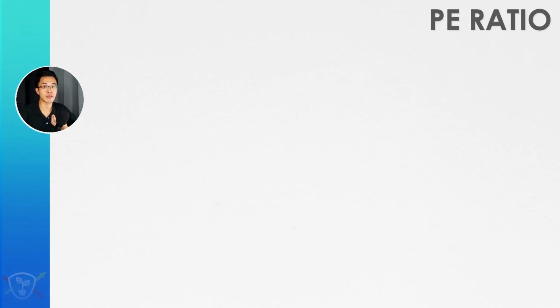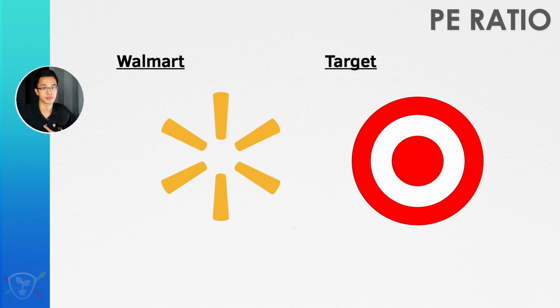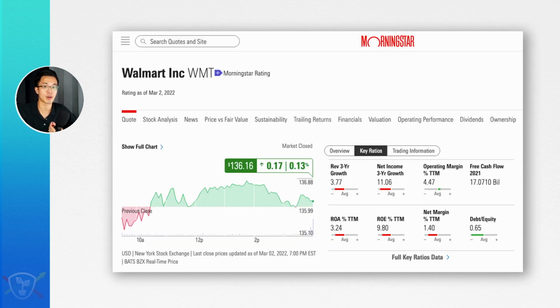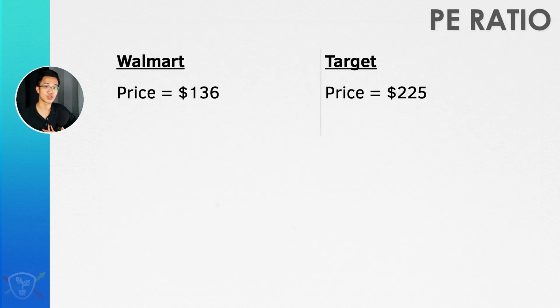Alright, so let's say we want to compare two companies within the same sector. For simplicity, let's just use Walmart and Target. As of this time that I'm making this video, the price of Walmart is around $136 per share, and the price of Target is around $225 per share. Now let's assume that we are bullish in this sector, but we only want to invest in one of these two companies. Which one are we going to invest in? How are we going to compare them fairly?